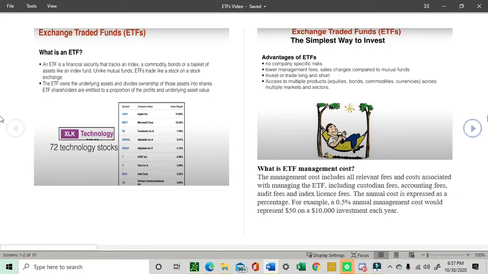Welcome back, traders. Today we're going to be discussing ETFs and how we trade them, how we can use them to our advantage, and the benefit over the long run.